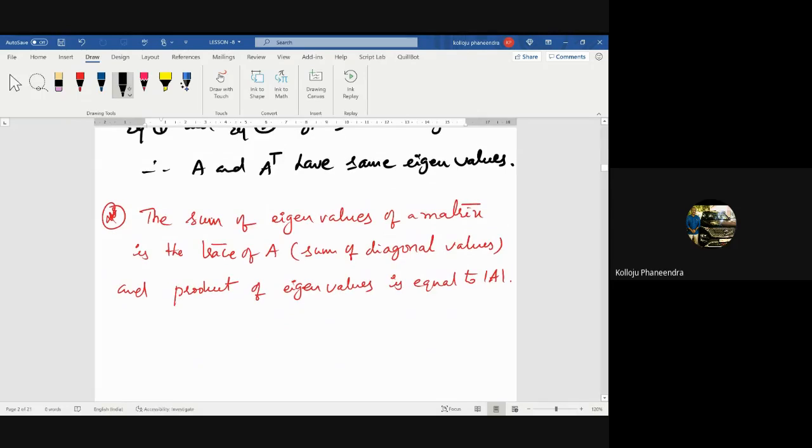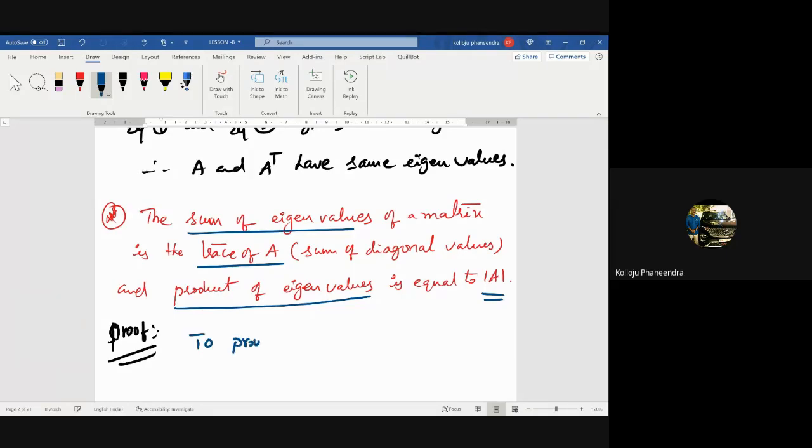Okay, see the property. What is the property? The sum of eigenvalues is equal to the trace of A, and the product of eigenvalues is equal to the determinant of A. Proof. How to prove this? Is the voice clear? Yes, sir. To prove this property, let me consider, in an easy manner, a 2 by 2 matrix.